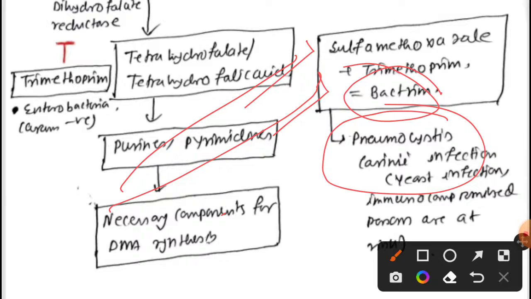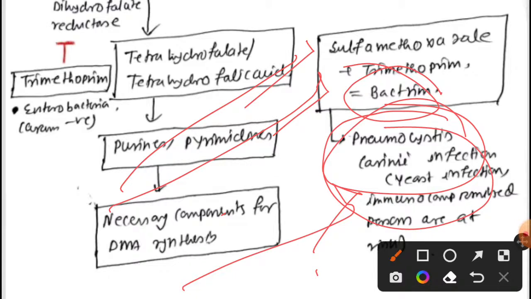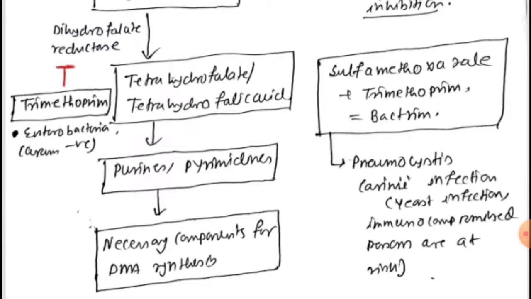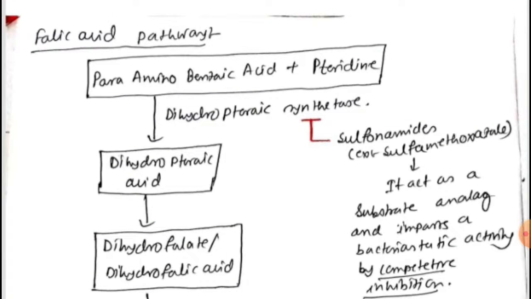This Pneumocystis carinii infection is predominant or mostly occurs in immunocompromised persons. For example, a person suffering with AIDS is at high risk of Pneumocystis carinii infection, and under such circumstances we use sulfamethoxazole and trimethoprim, which are collectively known as Bactrim.